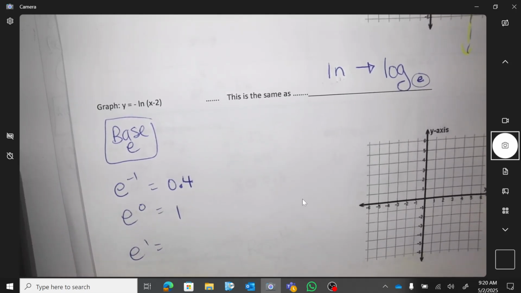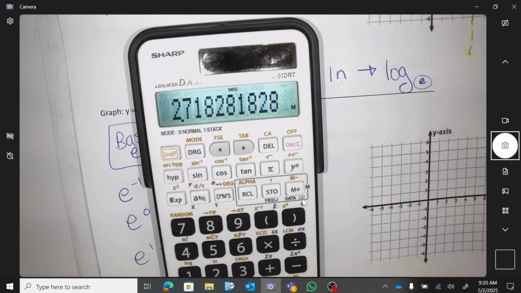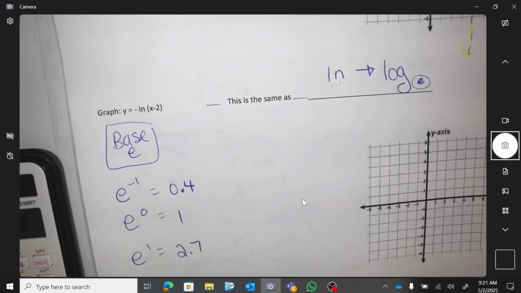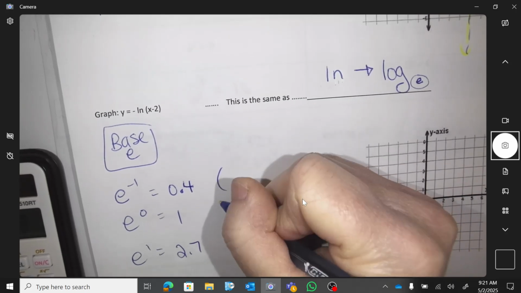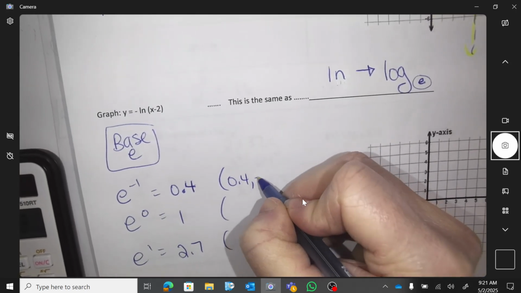And then this is the value of E. Just like how we had a value for pi, this is the value for E, 2.7. Okay, can you write me the original log coordinates? So you have to do log in an opposite way, results, comma, exponent.